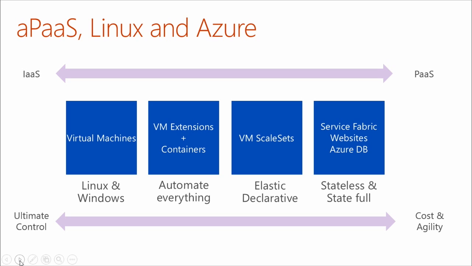So if you plot the spectrum with the Azure services, you have virtual machines on your left. This is where you get ultimate control. You can run Linux or Windows. And then if you step through the spectrum, we have this technology called VM extensions and containers that allows you to essentially compartmentalize what is running within the virtual machine, right? Think of it as OS-level virtualization and customization that allows you to do automation on every single thing that you would do within the virtual machine and outside the virtual machine at large scale.